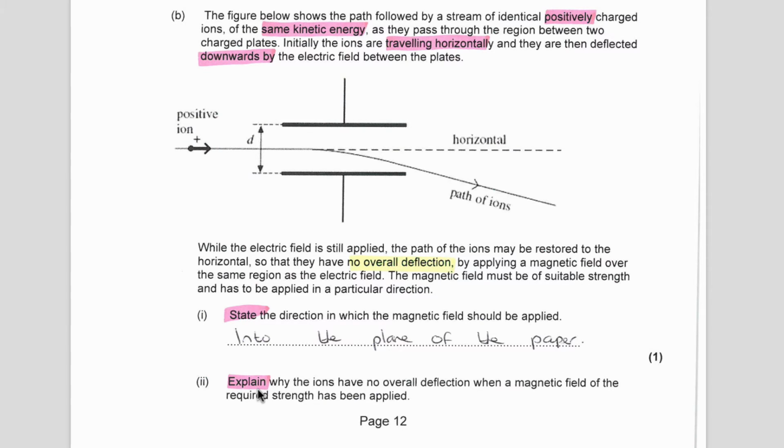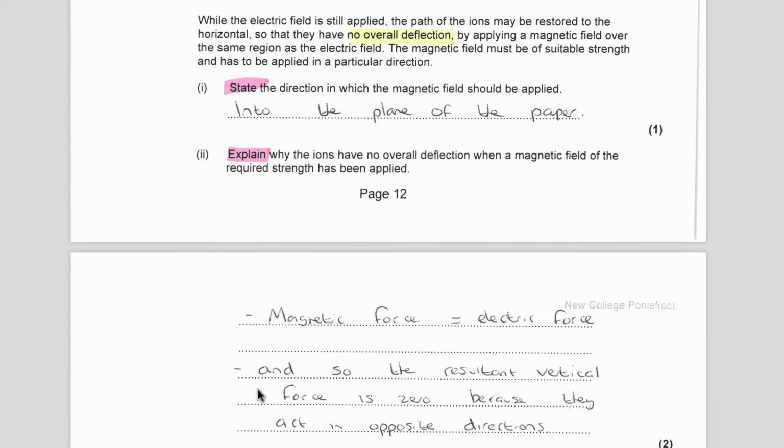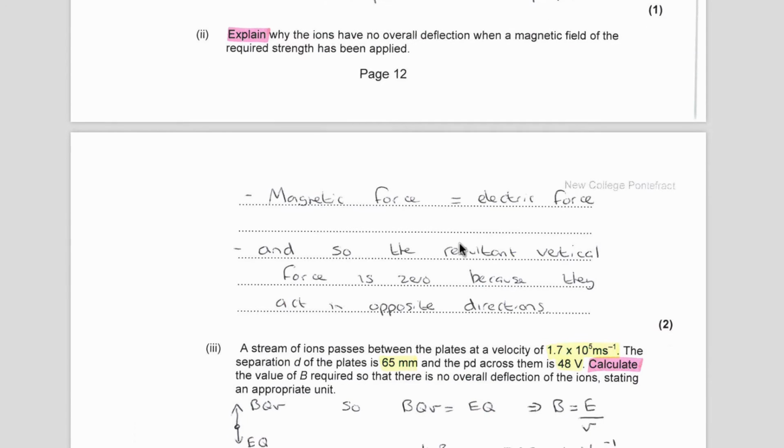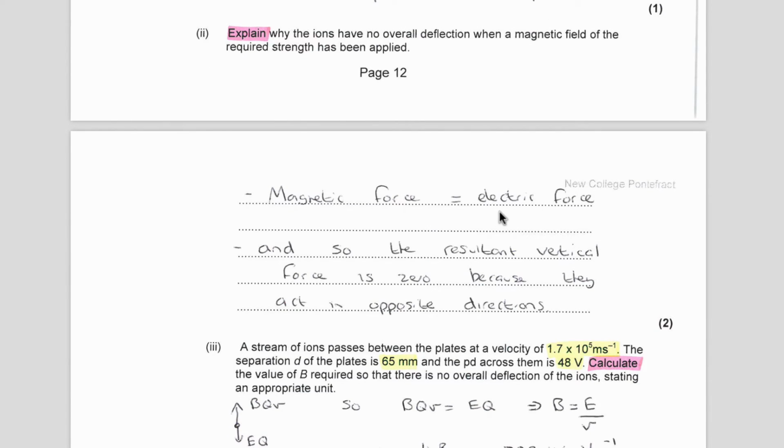We're then asked to explain why, when the magnetic field has been applied and the magnetic field's got the right strength, there's no overall deflection. So we're basically asked to explain why there is no deflection when this happens. The reason that there is no deflection is because the magnetic force that we've applied upwards is equal to the electric force downwards. So in other words, the resultant force is 0. So if the magnetic force equals the electric force, that's 1 mark.